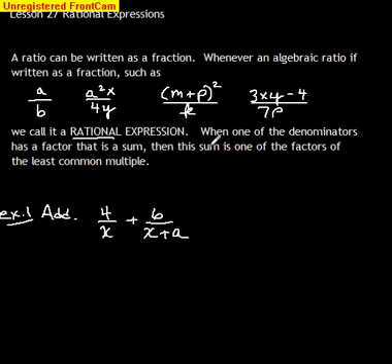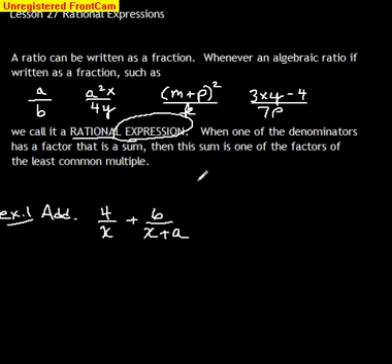These are fractions. When one of the denominators has a factor that's a sum, then this sum is one of the factors of the least common multiple. Okay, we'll get to that. That sounds confusing. So let's get down here. We're going to add.